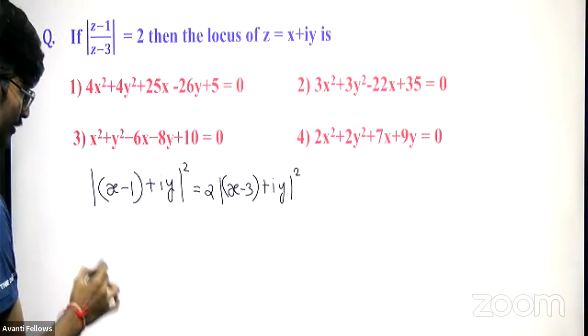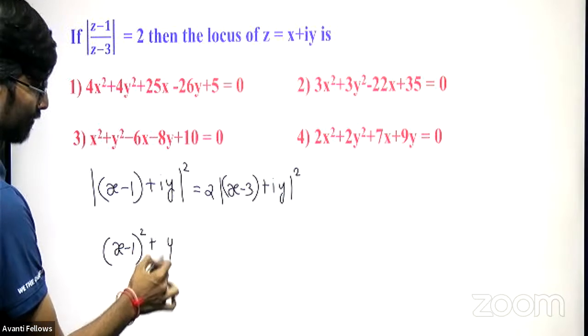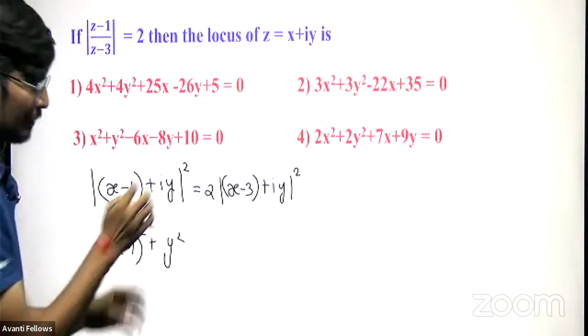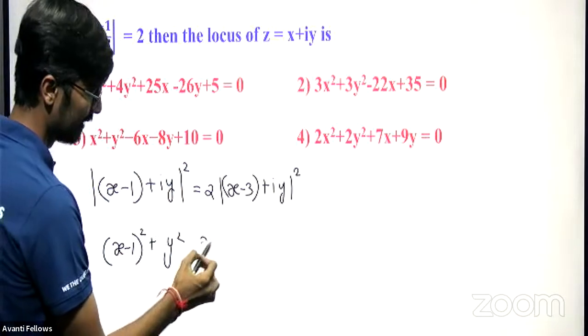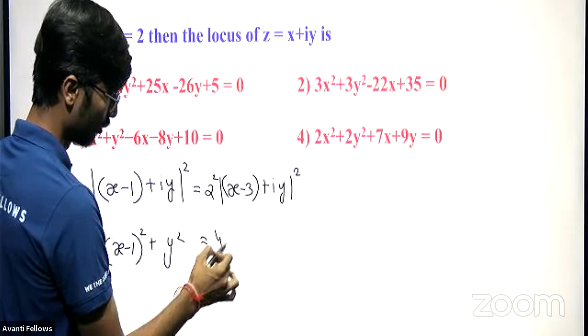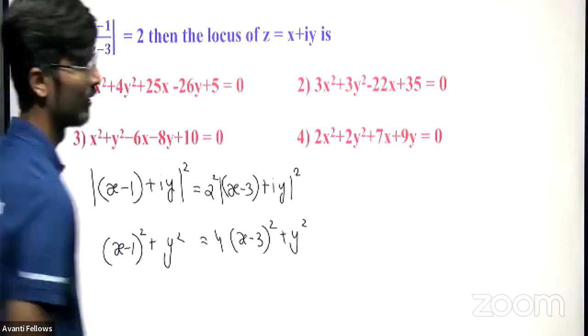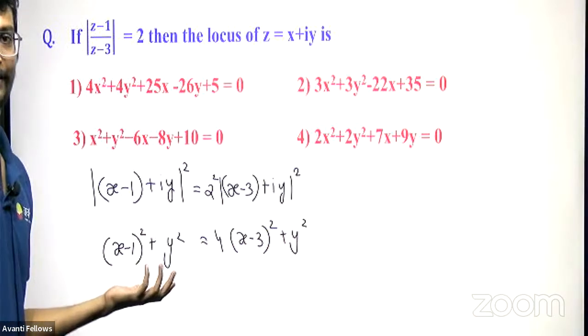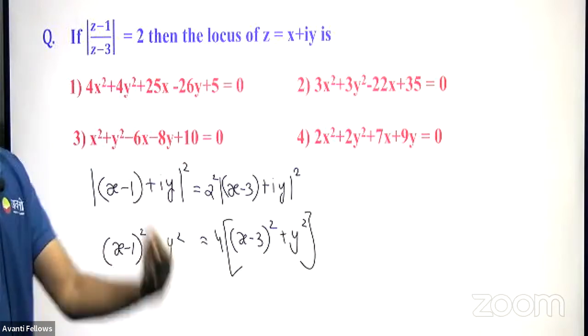What is the modulus square? It is x minus 1 the whole square plus y square under root, but since we already squared, what happens to that under root? Cancel. Is equal to 4 times x minus 3 square plus y square. It's all done and dusted. We just have to open the bracket and see which option it matches.